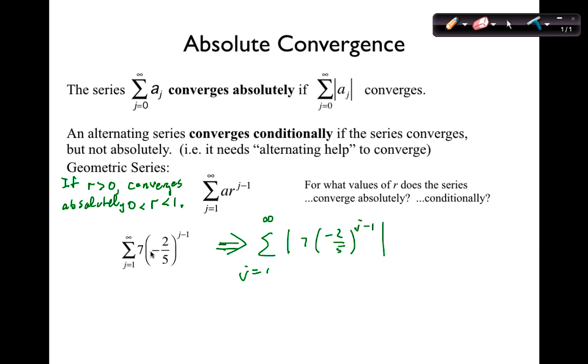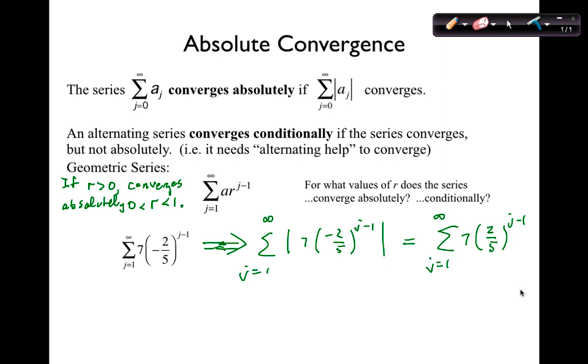All right, then what about this one? Now R is negative, so we'll throw the absolute values on there. When we throw the absolute value on there, how does this change? If I put absolute values on all these, it's the same as R just being 2/5, right?